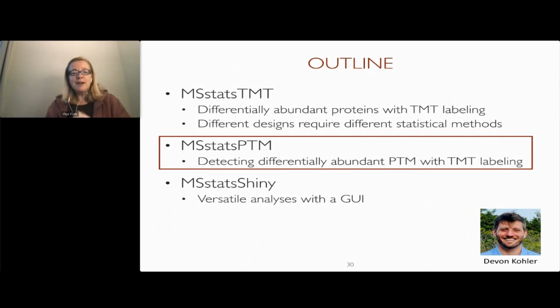Okay, so now I just have a few minutes to show you how we can extend this type of concepts to do something potentially even more complicated. But it turns out that because the methods in MSstats and MSstatsTMT are very general and broad, these extensions are actually not complicated at all. So it looks like it's more complicated, but actually it is not. And post-translational modifications are really one such example.